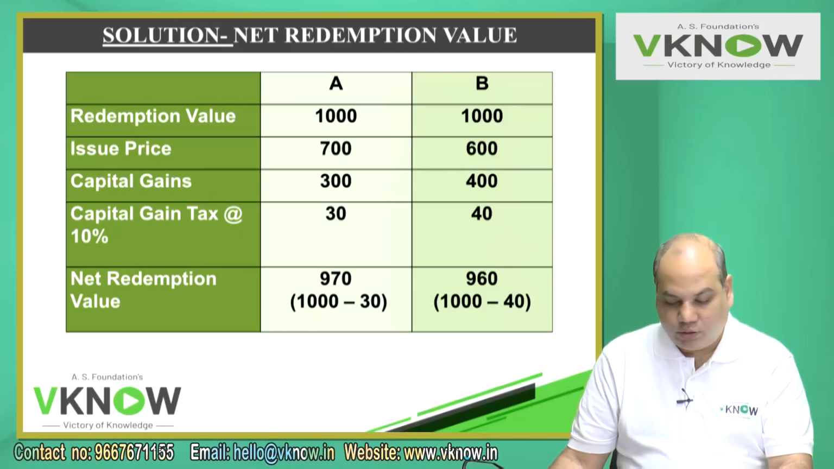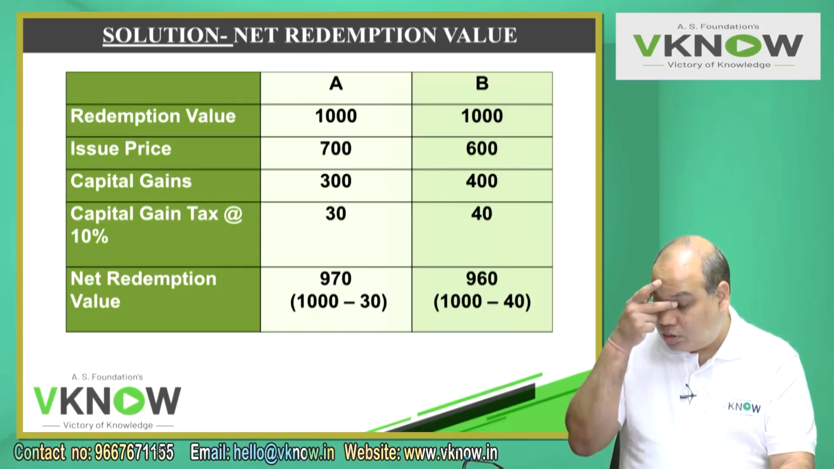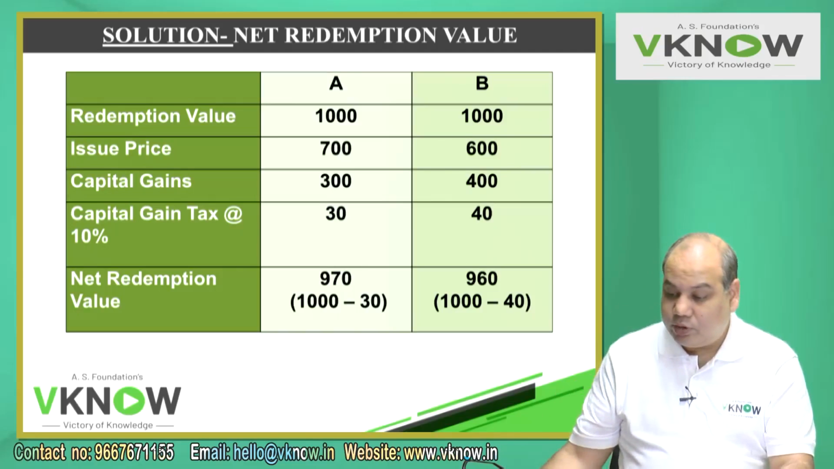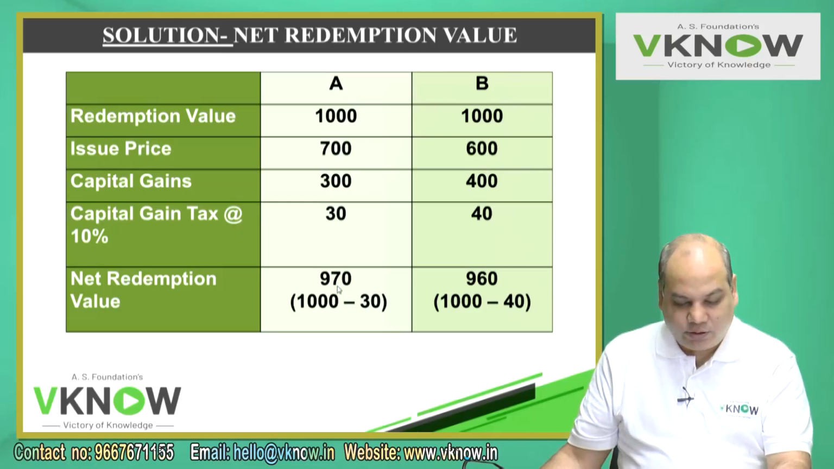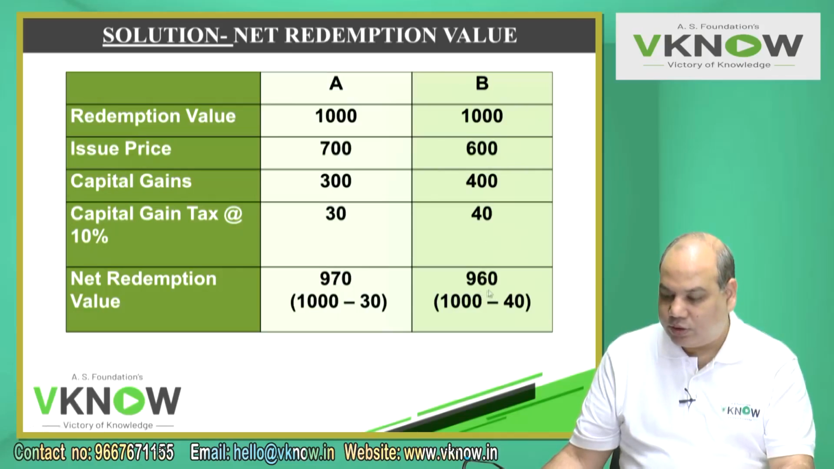Net redemption value will be 1000 minus 30, 970, 1000 minus 40, 960. Exactly the same format. I have not changed anything. This will save time for you.